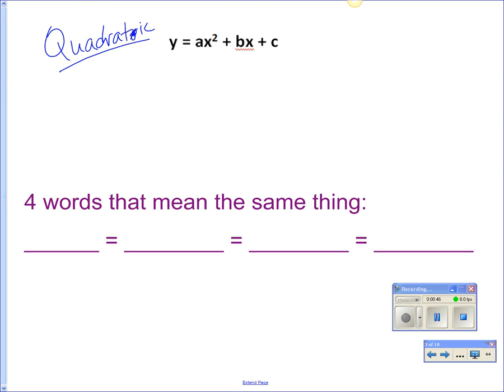What do you think the starting value is out of that? Why is C the starting value? Because it doesn't have an x. So C is your starting value. So write this down, please. C is your starting value. What else is C? What's the other word for starting value? Y-intercept. Very good. That's always the case.